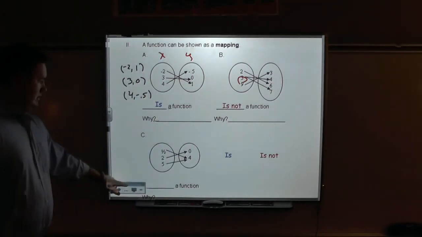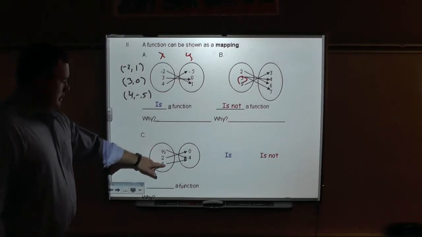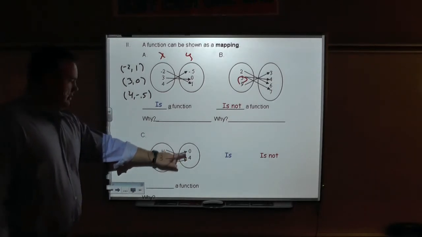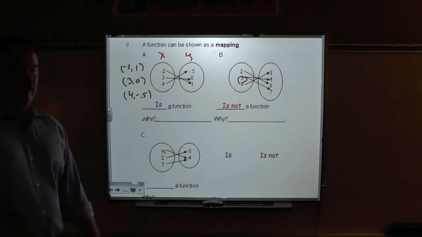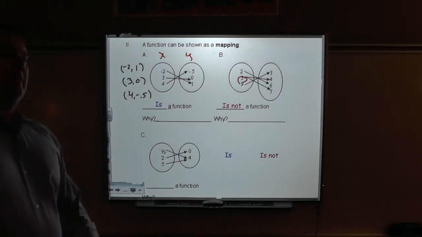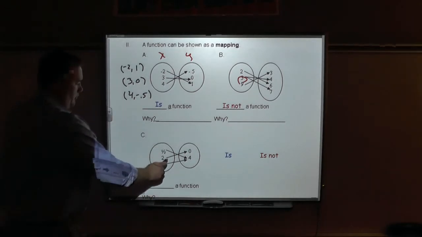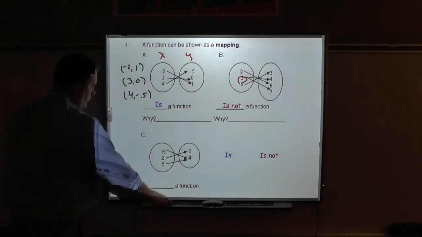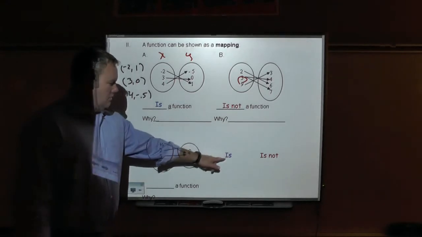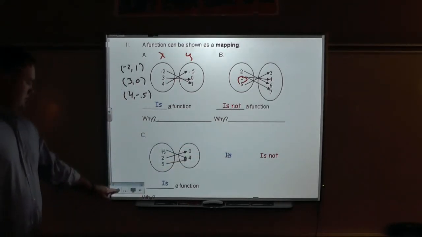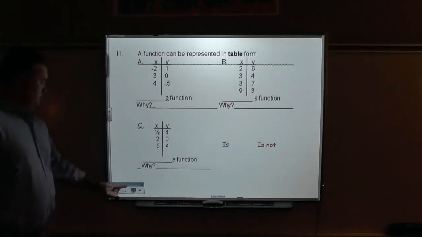Down here at C. Now if you notice here, these two values go to 4. That's fine. This is the y-coordinate. We don't care about that one. As long as x doesn't repeat, we're good. So as we look at this, you have one arrow coming from each value of x, so this is a function. Alright. So let's move on.